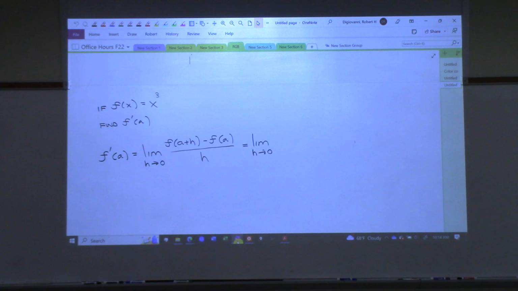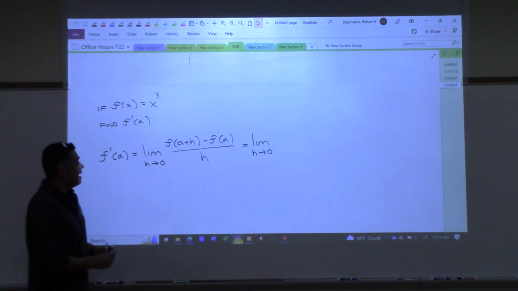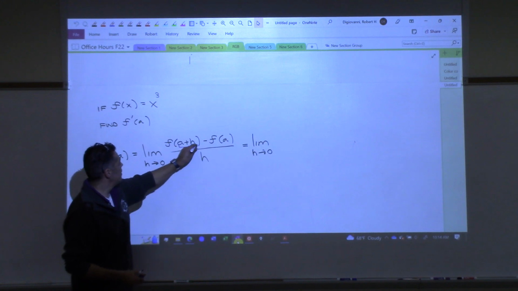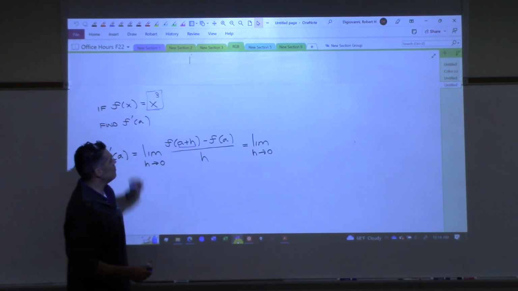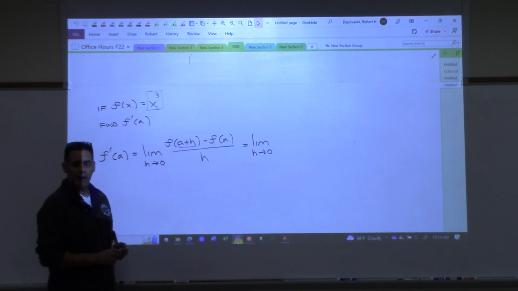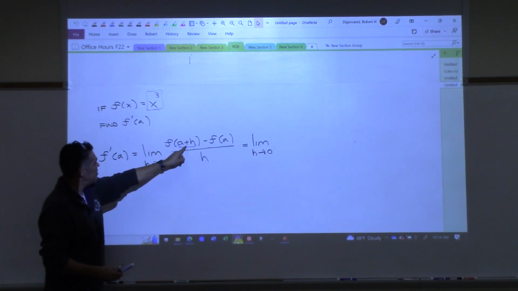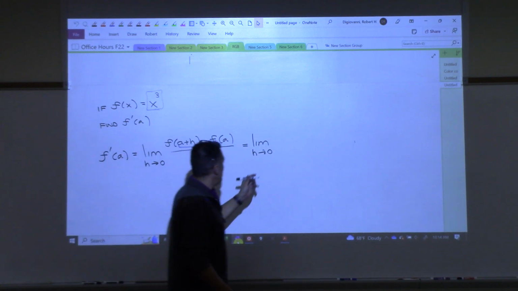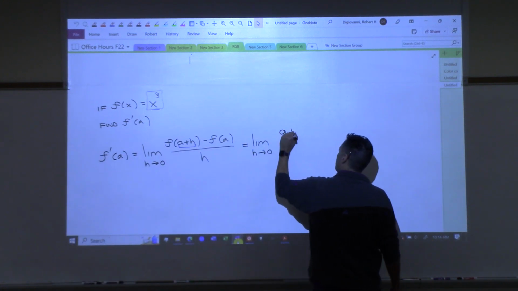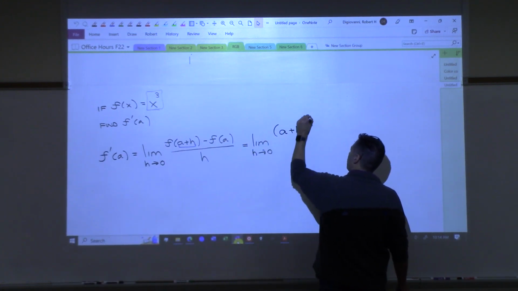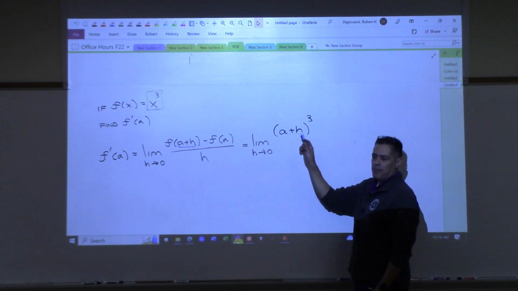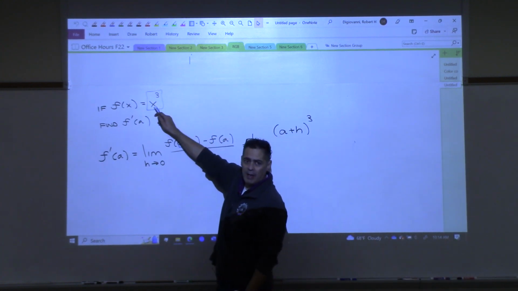What am I about to do? Okay, good. Plug in a plus h into that function for x. I've given you the function, and now I want you to calculate this. So take a plus h and plug it in here. So I would have a plus h, and then all of that cubed. Do y'all agree that's what happens when you plug a plus h into that function for x?